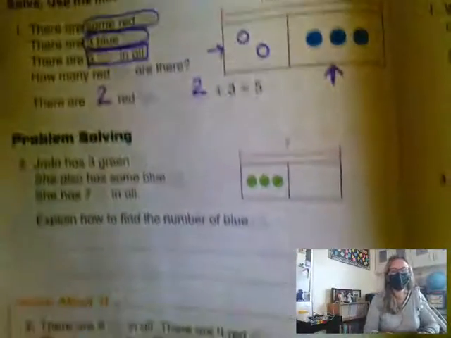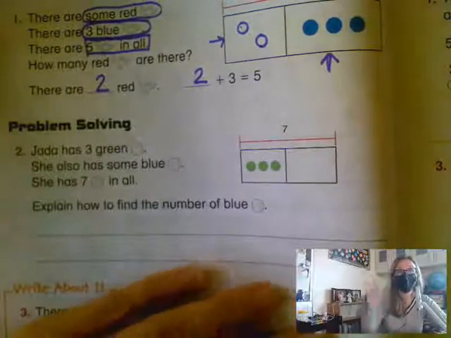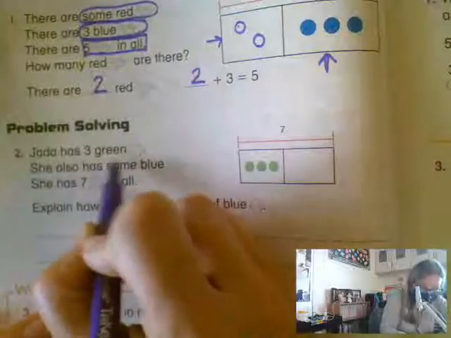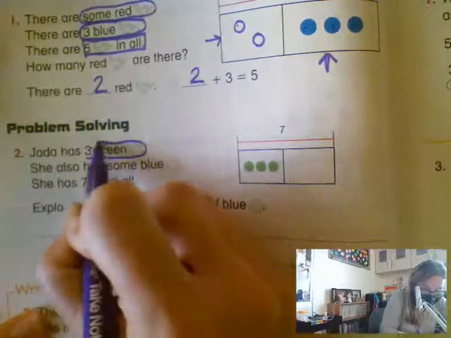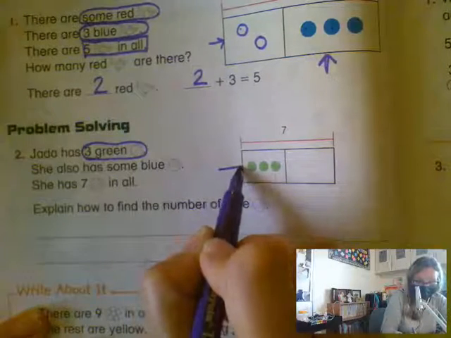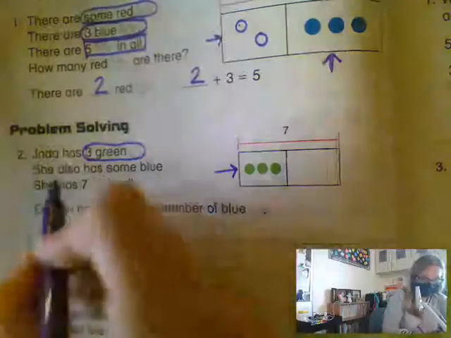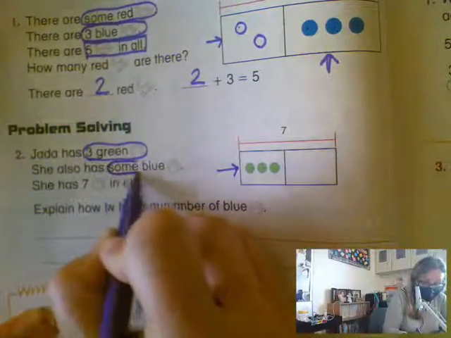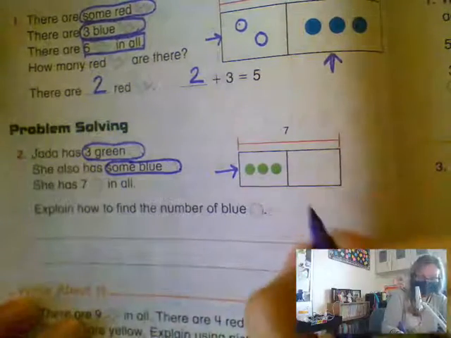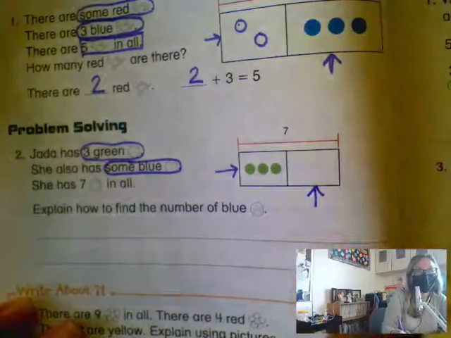Good. All right, Victoria, it's your turn, okay? Watch the board. Here we go. Jada has 3 green marbles. So circle 3 green marbles. And right here, Victoria, they're showing us that part. 1, 2, 3 green marbles, okay? She also has some blue marbles. Now, Victoria, we don't know how many blue. So right here, that's the part we're trying to figure out how many blue, okay?